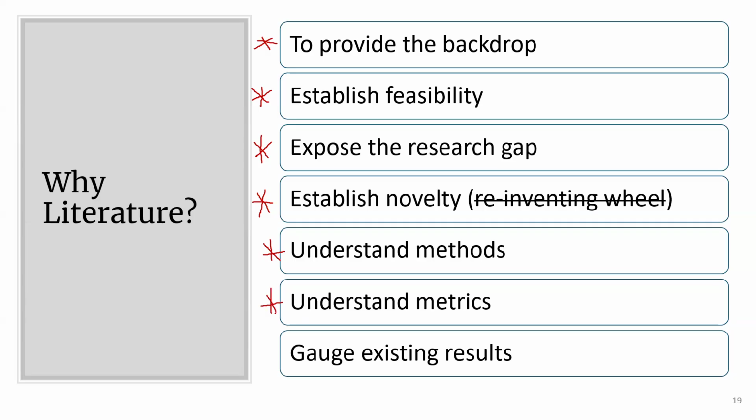So to understand metrics, to measure research, you have to follow literature. Then gauging existing results. You need to gain some notion about the level of results that the other researchers have achieved. Now, this gauging existing results is exactly that.